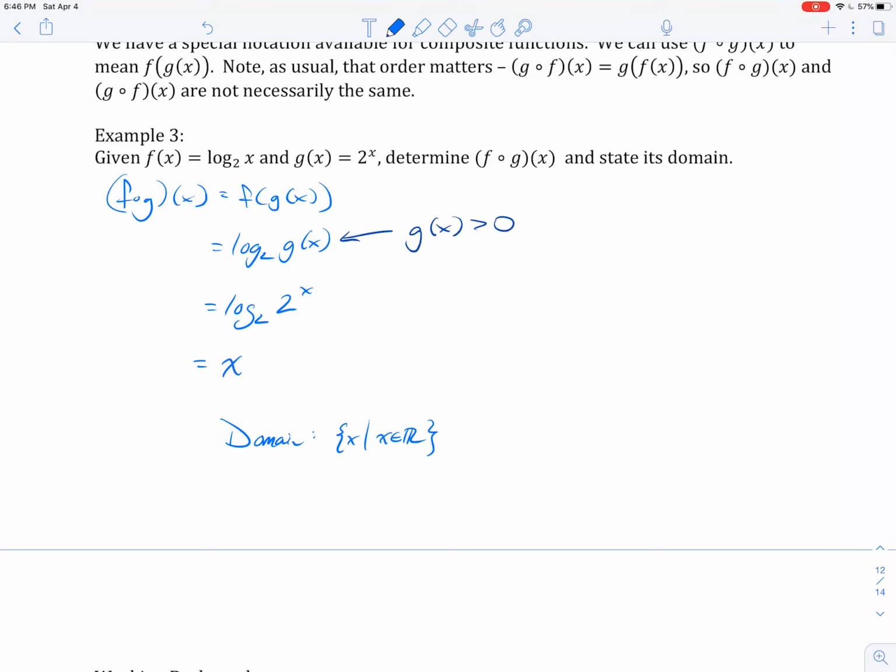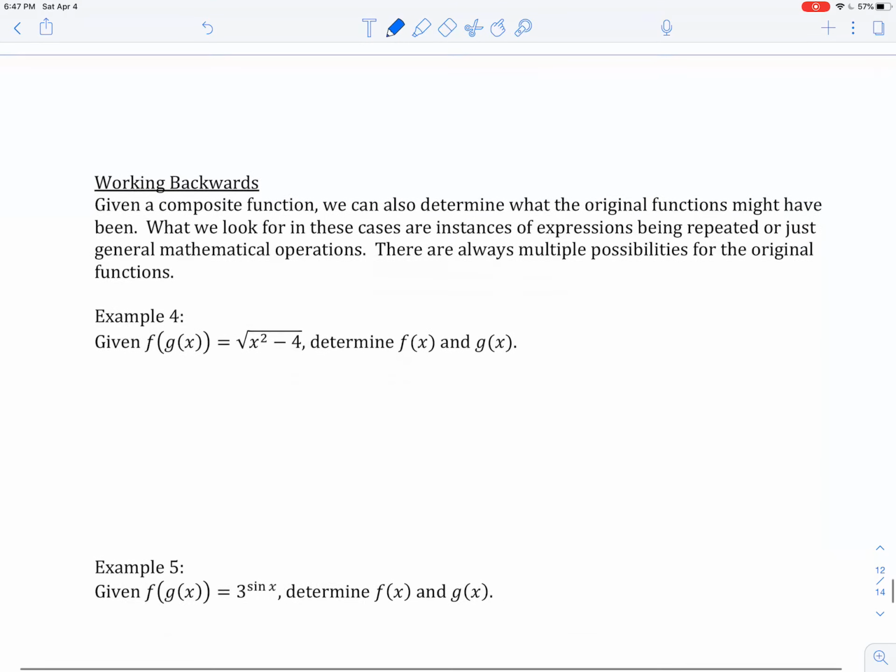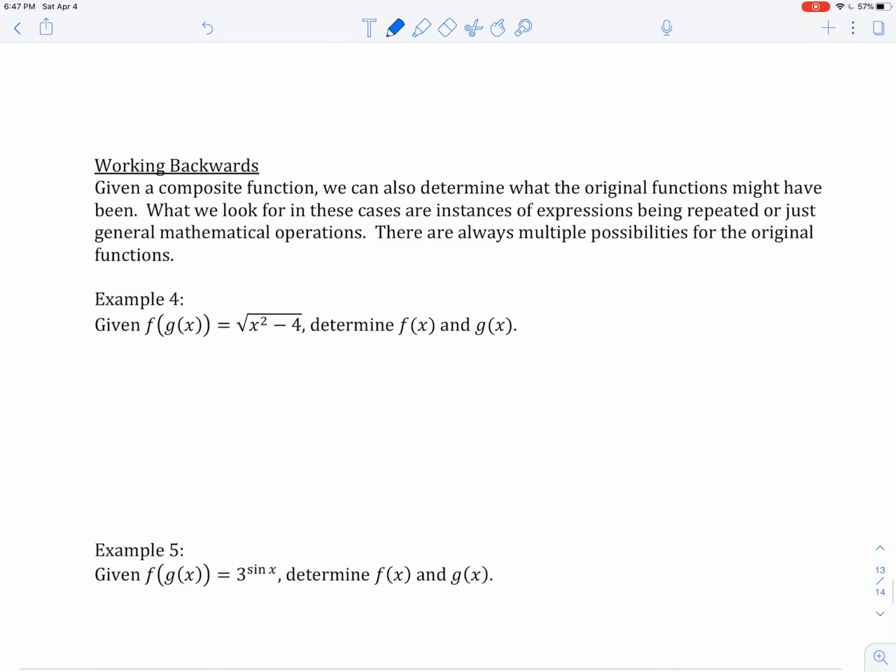Our final 3 examples involve working backwards. So you're given the composite function. You're asked for f and g that could possibly make those up. And what you want to look for in there are really any operations that exist. Any action that you can perform on a value.